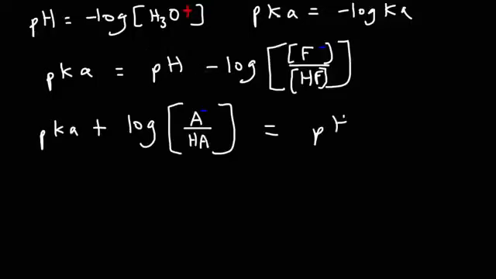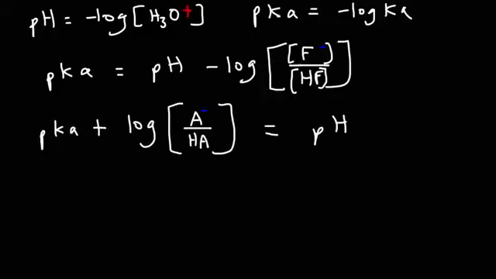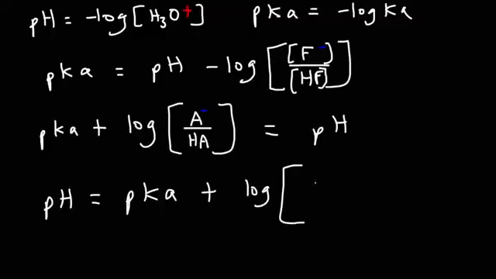Now I'm going to reverse these two equations. I'm going to put pH on the other side, and I'm going to put this on the other side. So if we simply reverse the equation, by switching both sides, we're going to get the Henderson-Hasselbalch equation. So this equation helps us to calculate the pH of a buffer solution. So the pH is equal to the pKa of the acid plus log base over acid.